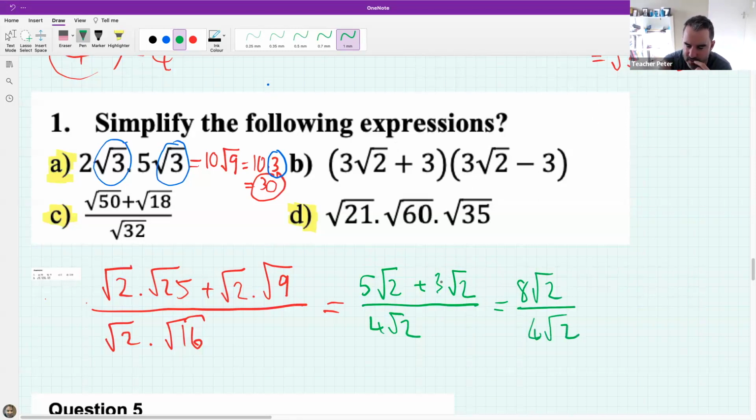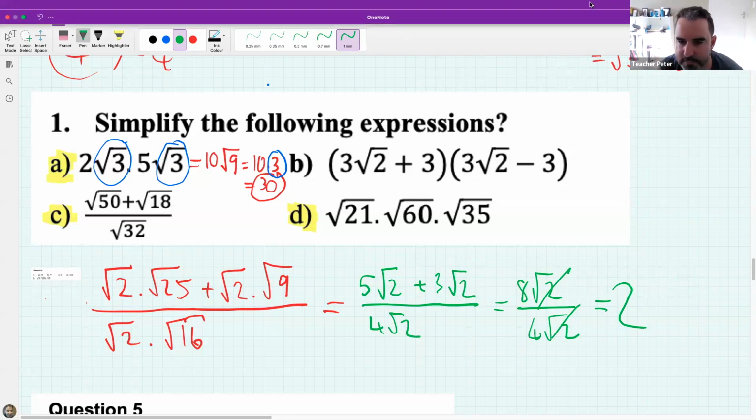So 5 of these, 3 of these gives me 8. Now, what is my final answer? Well, this cancels, and 8 over 4 is 2. Perfect. Okay, let's do D. Let's do D.